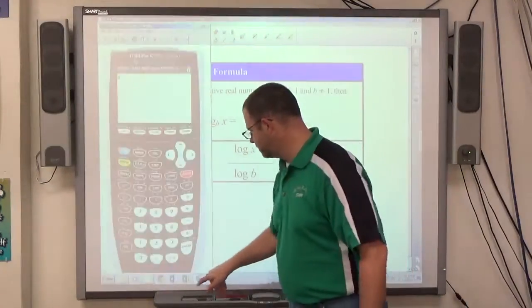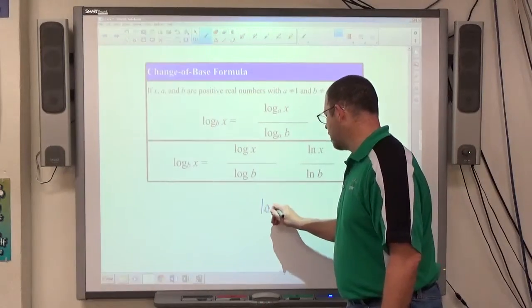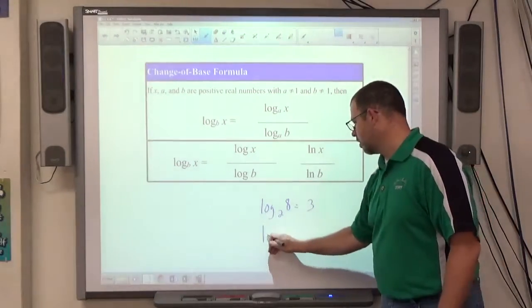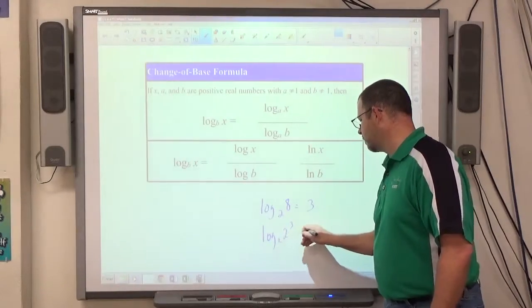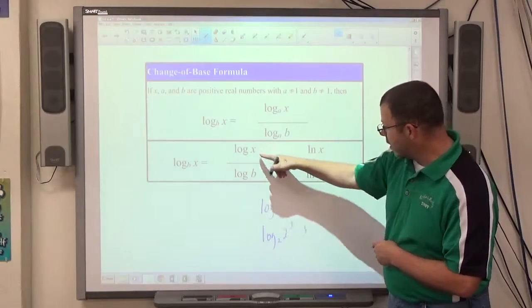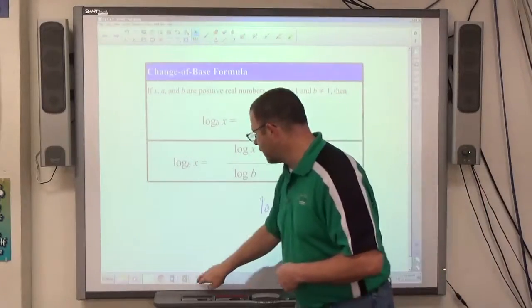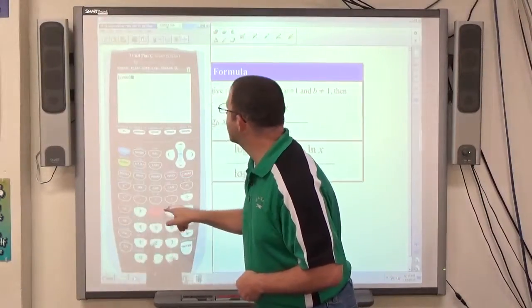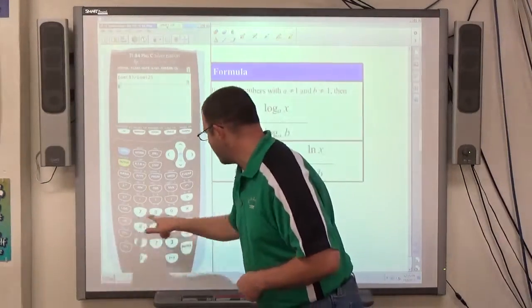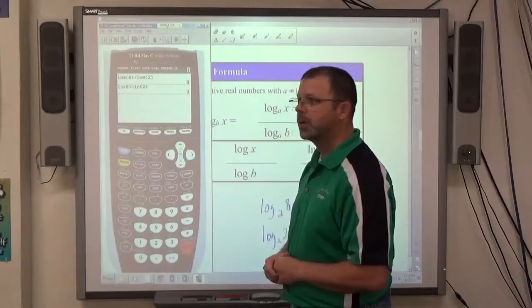To prove it, it's really easy to prove. Let me just do this one. If I do log of 8 base 2, that equals 3, right? Because 8 is 2 cubed, so log of 2 cubed base 2, based on our rules we've already learned. So we know the answer to that problem is 3. So I'm telling you, if I do log of 8 divided by log of 2, I should get 3. If I do ln of 8 over ln of 2, I should also get 3. We test it out. Log 8 in parentheses divided by log 2 in parentheses equals 3. ln 8 in parentheses divided by ln 2 in parentheses equals 3.